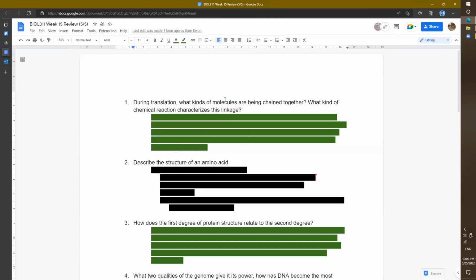Yes, like Usman said, we are chaining together amino acids. And what kind of chemical reaction characterizes this blocking together of amino acids? This is a recall to Chemistry 213.